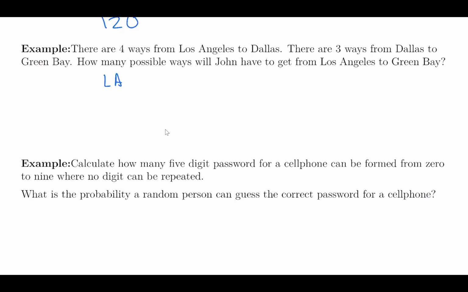So say LA to Dallas. Ooh, not that large. And then we could say Dallas to Green Bay.